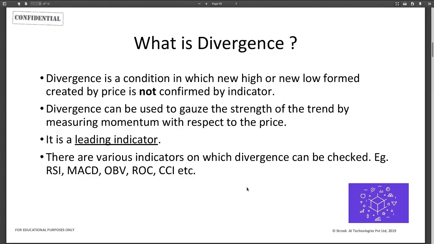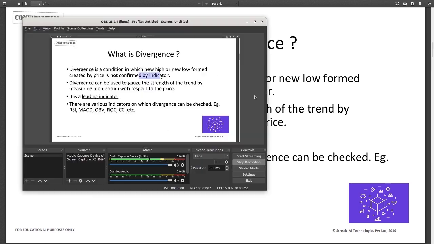So, what is divergence, right? Divergence is basically formed when the prices are saying something but indicators are saying something else. So the new high or the new low which is being formed is not being confirmed by the indicator. Let me quickly show you an example of this.